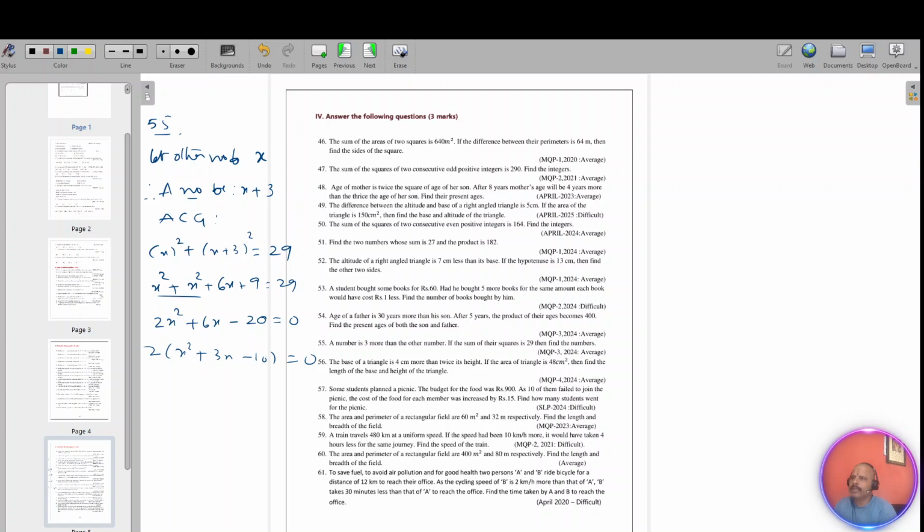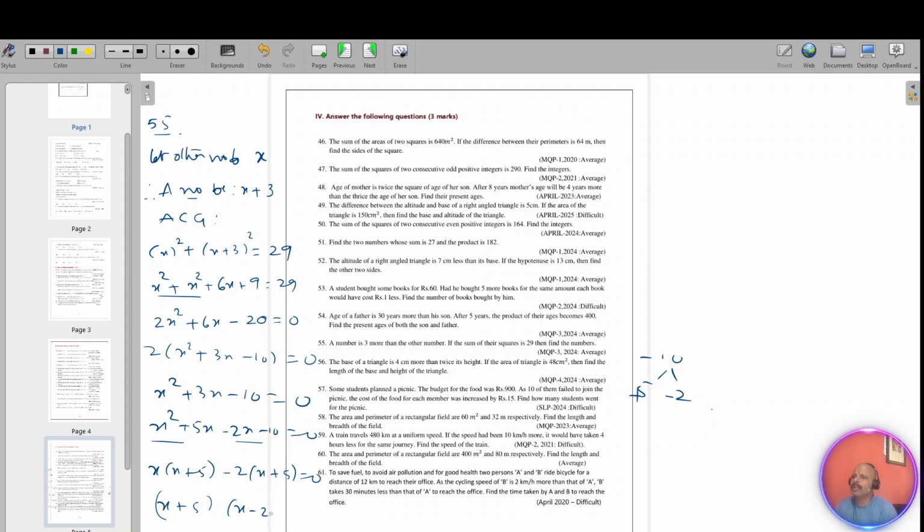What are the factors for minus 10? 5 and 2 are the factors, and plus 3 we want, so you put plus for 5 and minus for 2. So this becomes x square plus 5x minus 2x minus 10 is 0. Take common, it will become x (x plus 5) minus 2 (x plus 5). x plus 5 in the bracket is common, so the remaining you write as it is. Equate each to 0 and you get the value of x: x plus 5 is 0 gives x equal to minus 5, and x minus 2 is 0 means x equal to 2.